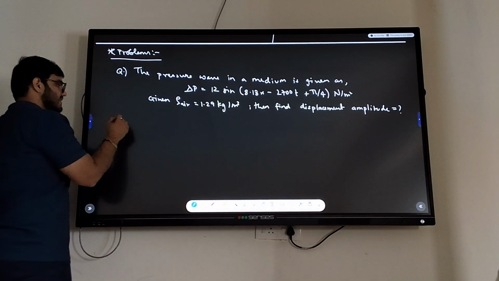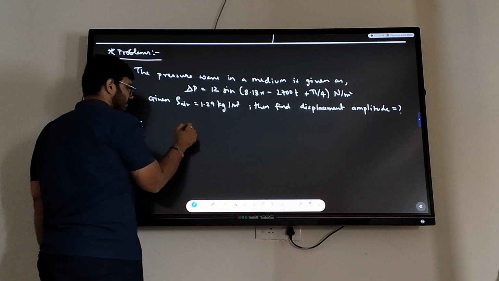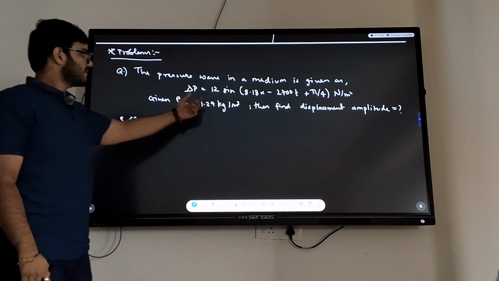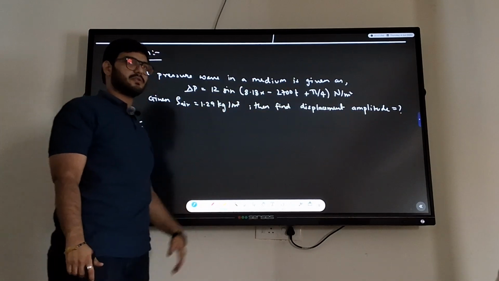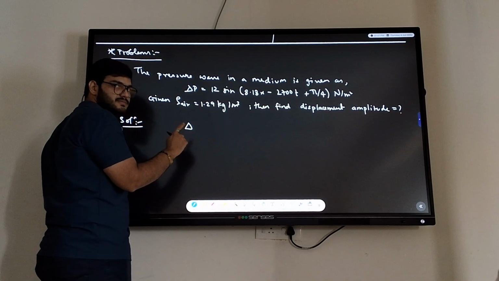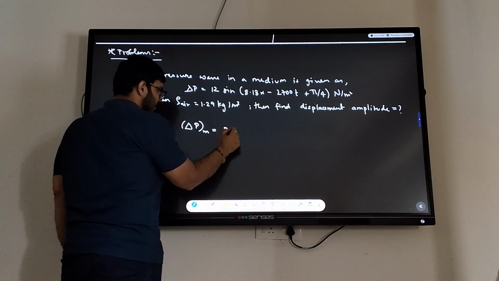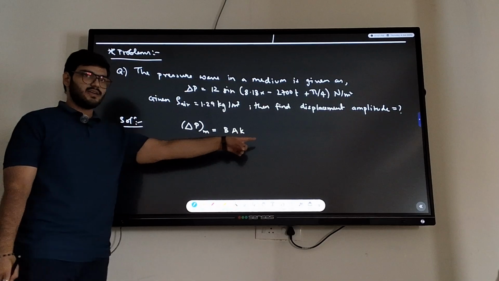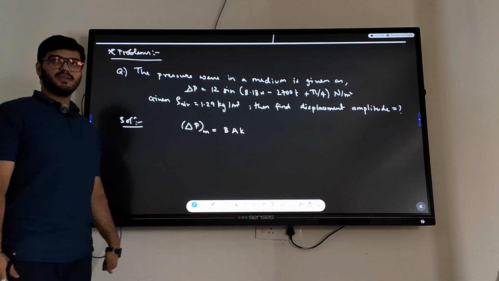So they are asking to find the displacement amplitude, na? And displacement amplitude, that's A. Acha, what is the information given to us? You are given pressure amplitude, K and X, and that phase, don't worry about that. Is there any relation between pressure amplitude and displacement amplitude? There is, na? Delta PM is BAK. So I already have my K, I already have my delta PM, that's 12. How to find this B?